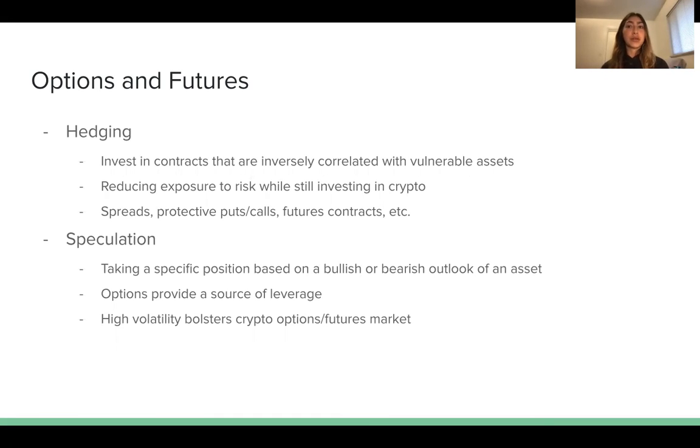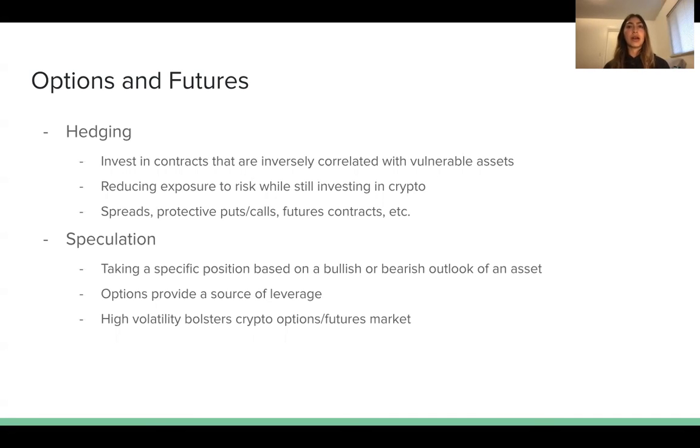And with crypto, investors are facing elevated levels of volatility and hence higher levels of risk. And this increases the need for hedging out the risk by using strategies like spreads and protective puts or protective calls. Future contracts can also be used to minimize the risk by locking in a given price for cryptocurrency and avoiding potential future price movements.